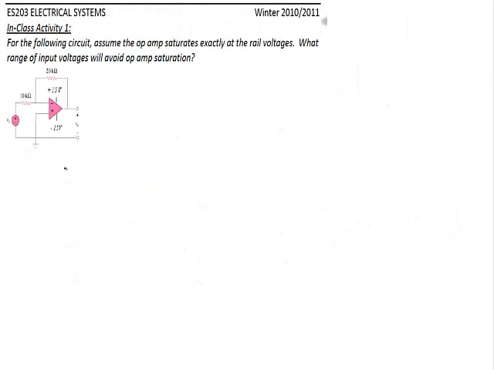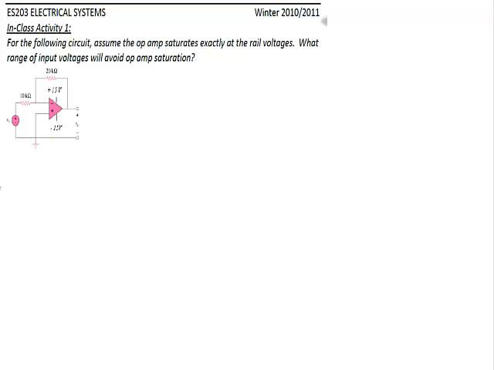Okay, let's try an example. For the following circuit, assume the op-amp saturates exactly at the rail voltages. What range of input voltages will avoid op-amp saturation? So one thing we always do in solving these problems is assume that the op-amp will saturate at positive and negative 15 volts, or whatever the rail voltages are.